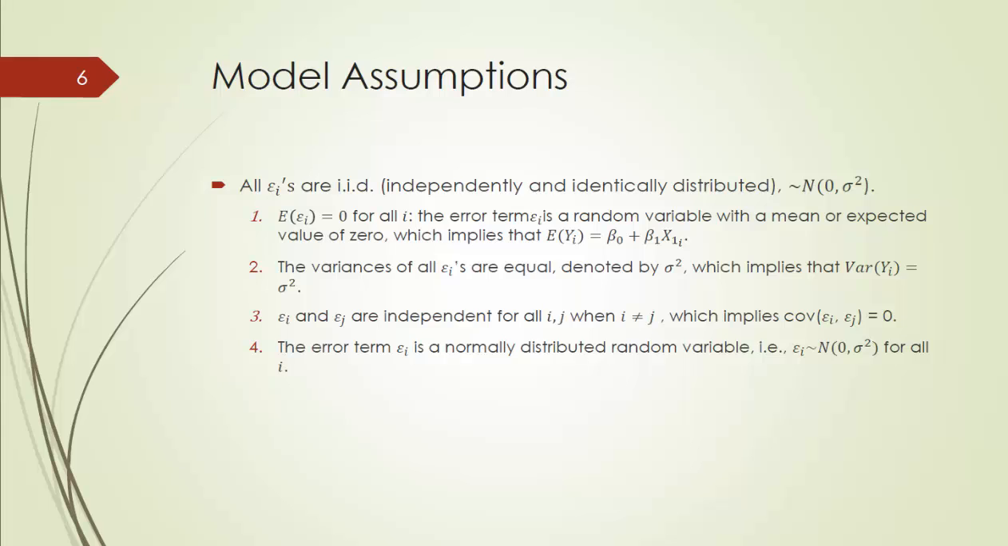Third, the error terms are independent of each other. This implies that the covariance between epsilon i and epsilon j is 0. Lastly, every error term is normally distributed.